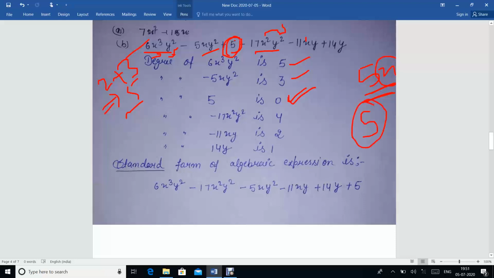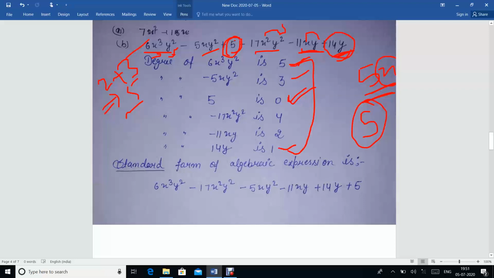Similarly minus 17x square y square, 2 plus 2 is 4. 4 will be the degree. For minus 11xy, 1 plus 1 is equal to 2, so it will have degree 2. And for 14y, the degree will be 1. Now you have to observe which is the highest degree out of these.